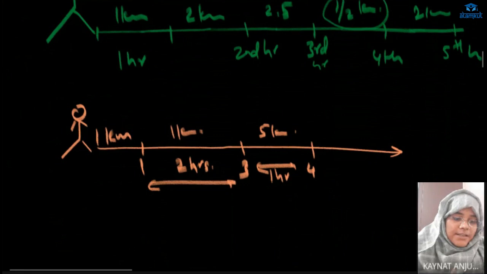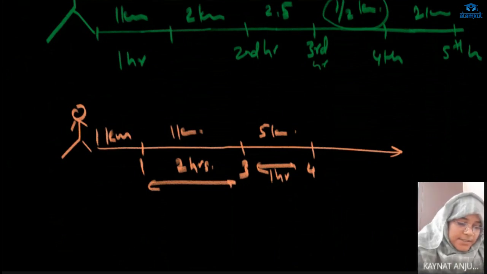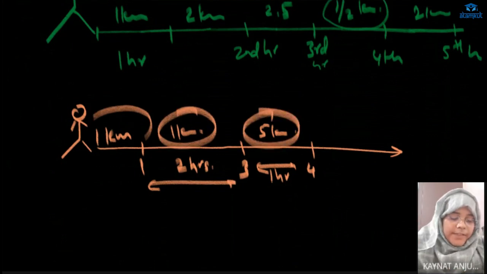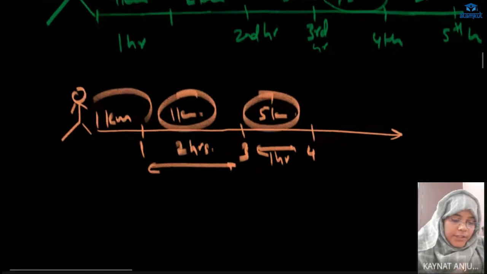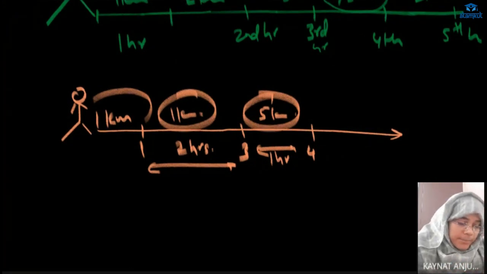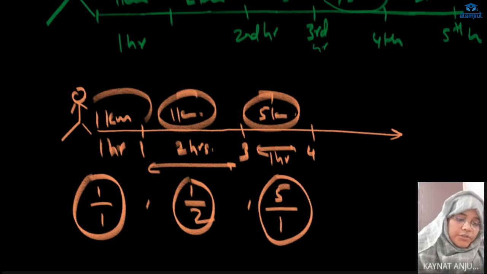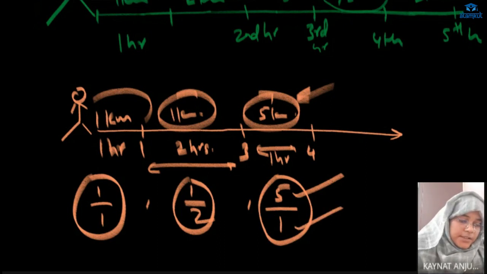Here we see that the distances are not equal, and even the time intervals are not equal. If we take the ratio, it will not be equal: 1 by 1 in this 1 hour, then 1 by 2 here, and 5 by 1 here. So the speed is changing throughout. I have done distance upon time, so this is the distance and this is the time. The ratio is changing at every point.